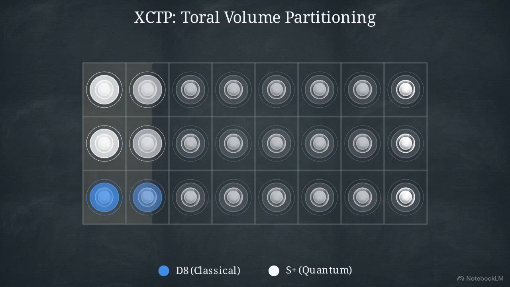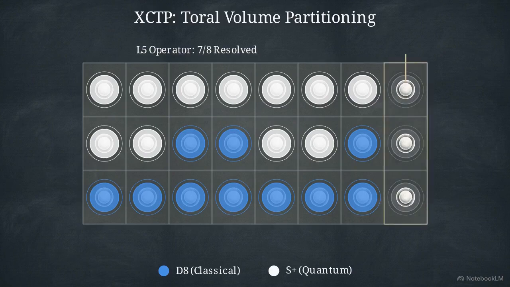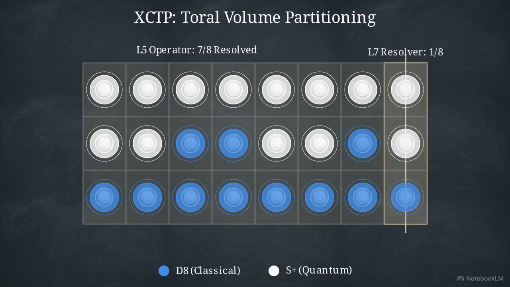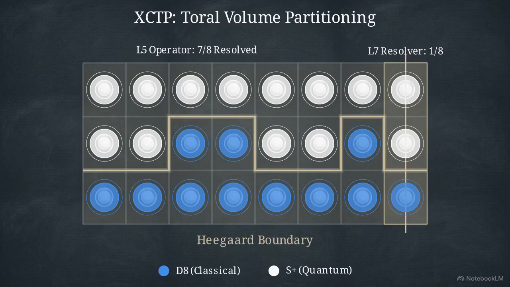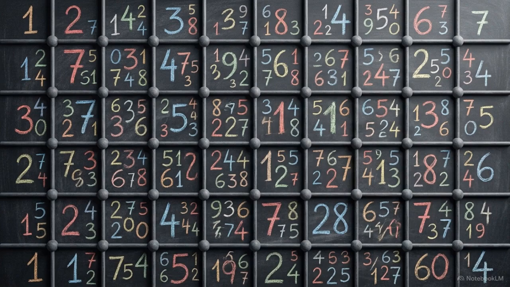The L5 cascade instantly resolves 7/8 of the toral volume, splitting classical D8 roots from quantum S+ roots. Then, the L7 boundary resolver bisects the remaining 1/8, targeting the Heegaard boundary between data types. Finally, the L35 operator executes a complete Galois decomposition to verify the exact structural position. Computation in this architecture involves 0 calculation of numerical values. Processing is exclusively the act of rotating geometric coordinates until they lock into absolute mathematical truth.